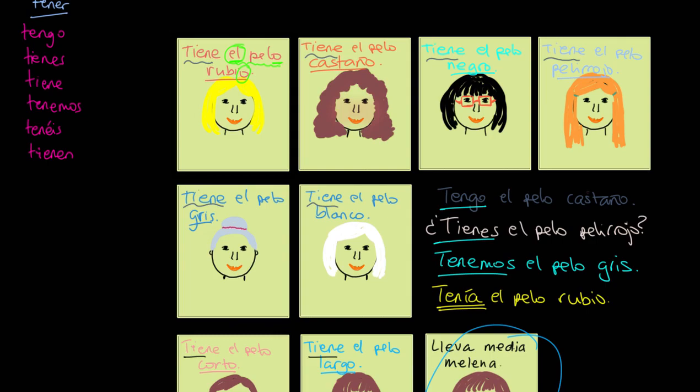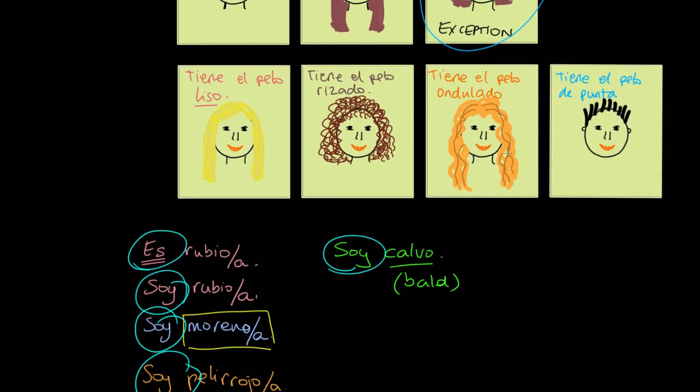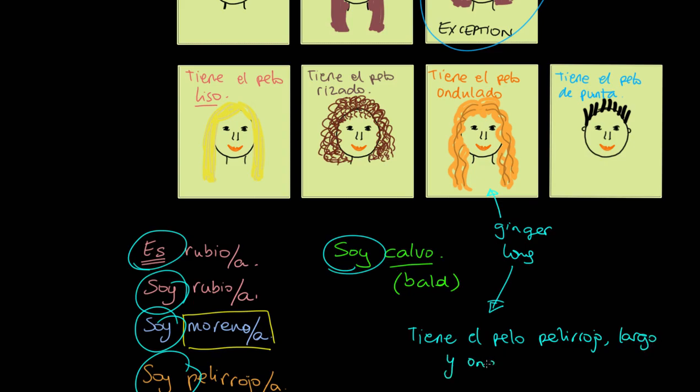So I could say, if I look at this girl, for example, okay, I could say tiene el pelo ondulado, she has wavy hair, but this is not the only characteristic about her hair. Her hair, in addition to being wavy, is also ginger and is also long. So if I want to say she has ginger, long, wavy hair, I would say tiene el pelo pelirrojo, largo y ondulado. Remembering to put an y before the last adjective, okay?